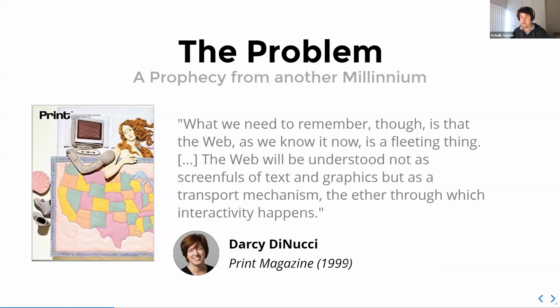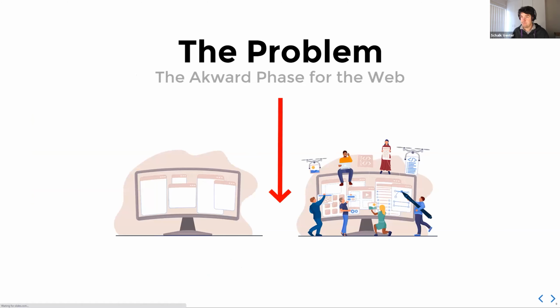And a lot of people predicted that this would happen. The actual term Web 2.0 was coined by this lady in Print Magazine, even before the year 2000, so in the previous millennium already. She essentially said what we know as the web at that point is a fleeting thing, and the web will, to quote her directly, become a transport mechanism through which interactivity happens. So at some point people definitely realized this is where things are heading. The problem being that that's never what the web was intended for.